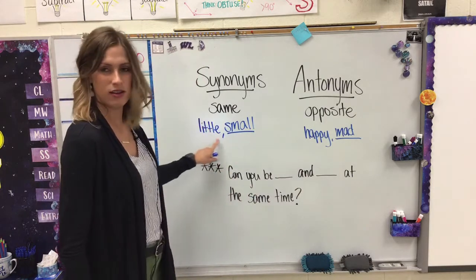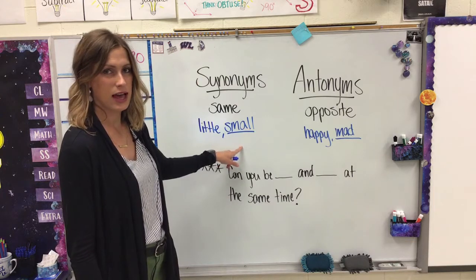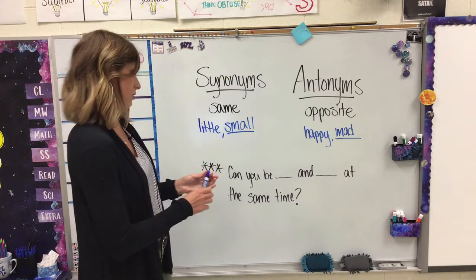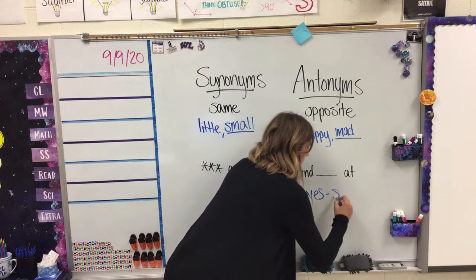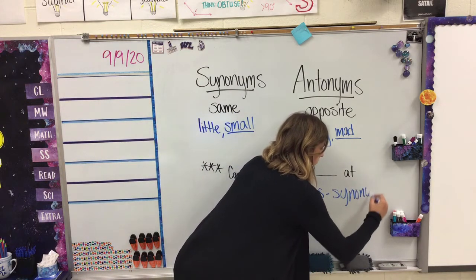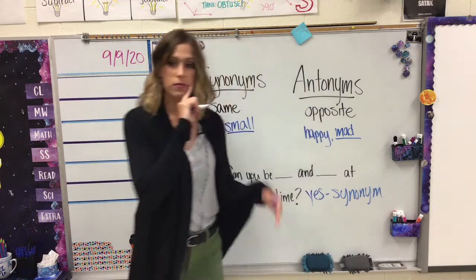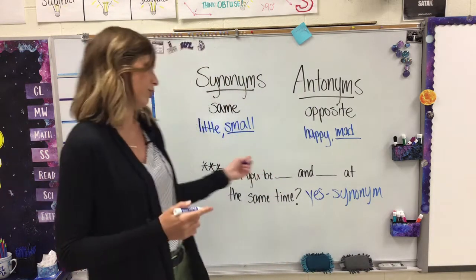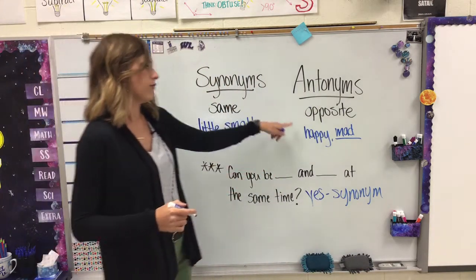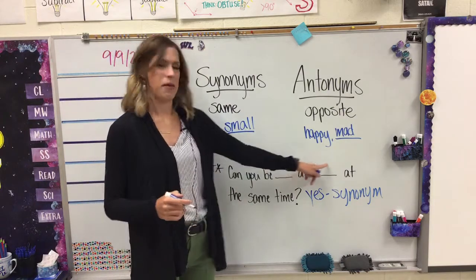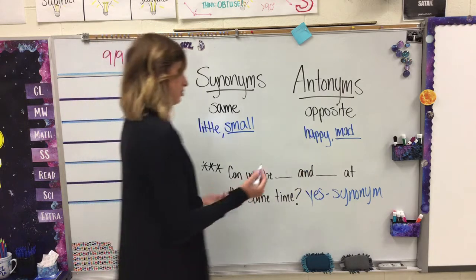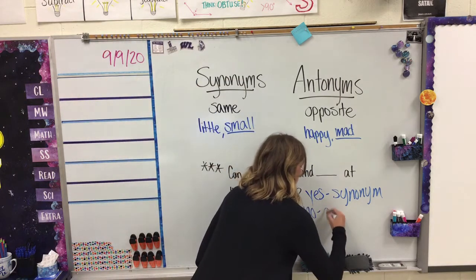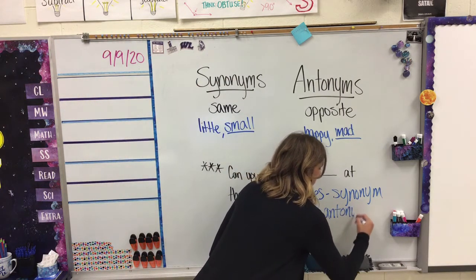Can you be little and small at the same time? Yes. If the answer is yes, then it's a synonym. Okay? If you can be little and small at the same time, well, we've got a synonym on our hands. If you can't, can you be happy and mad at the same time? No, you can't be happy and mad at the same time. So those are going to be antonyms.